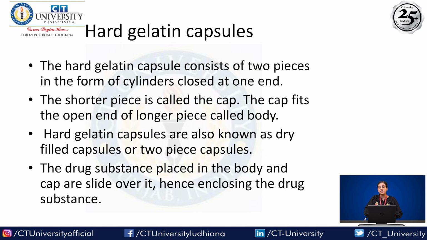So what are hard gelatin capsules? The hard gelatin capsules consist of two pieces in cylindrical form, closed at one end. The shorter piece is called the cap, and the cap fits over the open end, and the longer piece is called the body. Hard gelatin capsules are also known as dry filled capsules.